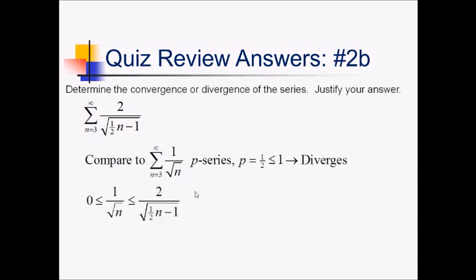And I need to specify which n values this is actually true for. If you plug in 1 for n, this is not actually a true statement because then you're taking the square root of a negative number. So I'm going to start at n values of 3 or greater. At 3 or greater, this starts being true. So now that I've made this statement, I can say my original is going to diverge by direct comparison.